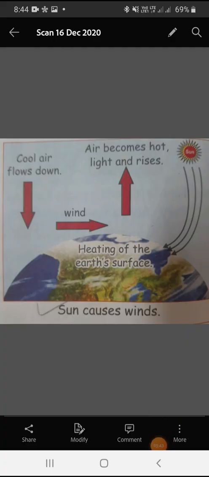Let's see what causes winds. The sun causes winds. The sun warms up the air near the earth. This hot air expands and becomes lighter and rises up. Cool air is heavier and goes downwards. As the hot air rises up, cool air flows in to take its place. These movements create winds.